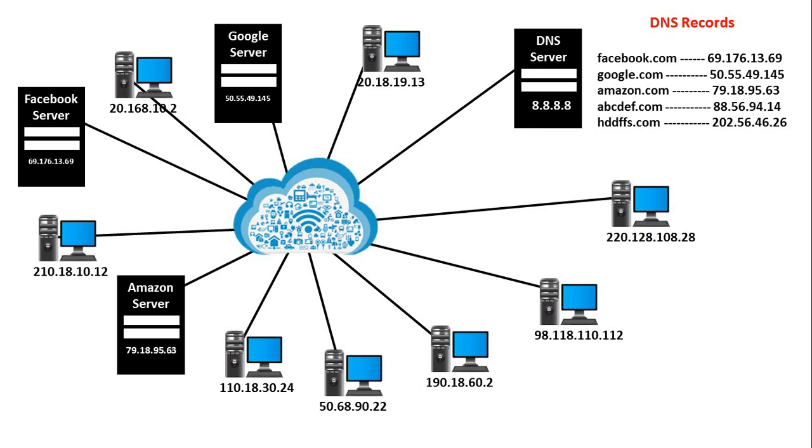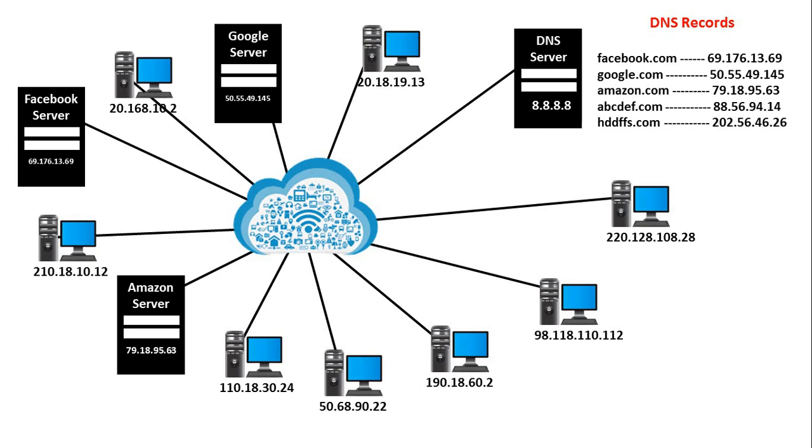All the devices over the network have a unique public IP address, right? And it is quite difficult for a user to remember IP addresses, because IP addresses are complex numbers to remember. So it is easier for us to remember the domain name. Let us say, for example, the IP address of Facebook is 69.176.13.69. Is it easy for us to remember? No, never. But it is easy for us to remember facebook.com, right?